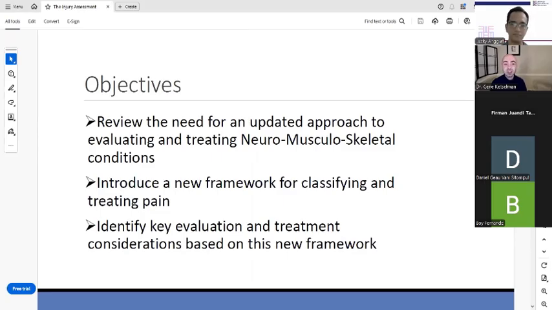Okay, so the objectives for today's session are to review the need for an updated approach to evaluating and treating neuromusculoskeletal conditions. We're going to introduce a new framework for classifying and treating pain, and we're going to identify key evaluation and treatment considerations based on this new framework.